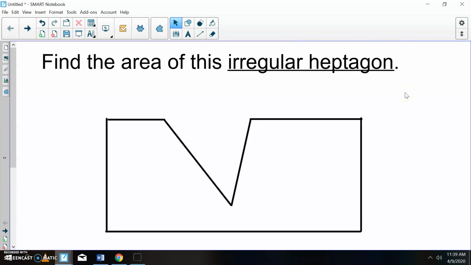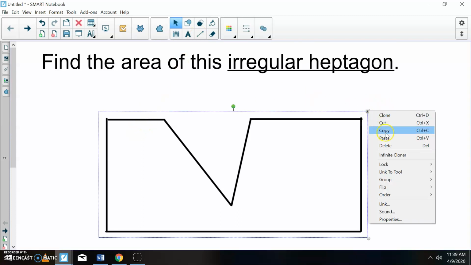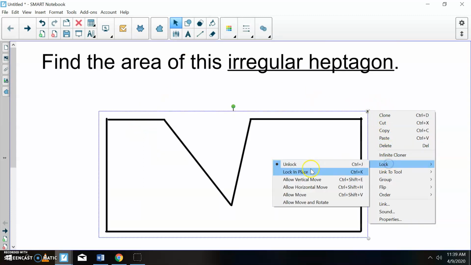So ultimately, guys, what we want to do is find the area of this, which means finding how many square units would fit inside of this. And we could, if we wanted to, decompose this like crazy. And actually, I'm going to lock this in place first, and let me show you what I mean by that.